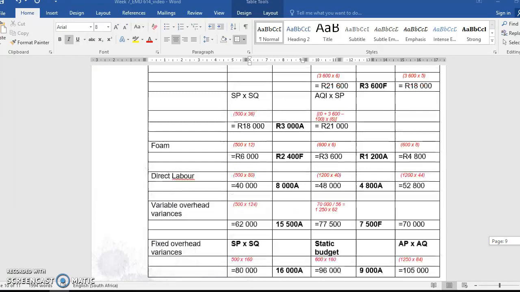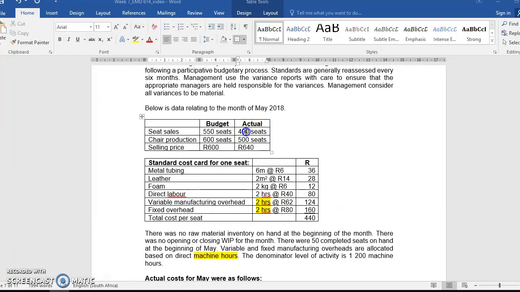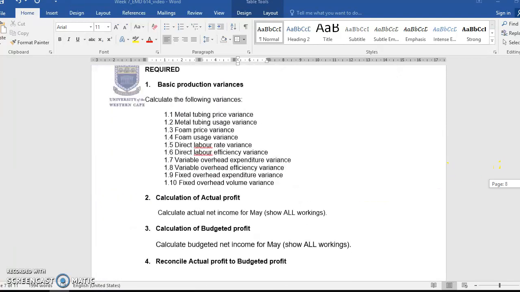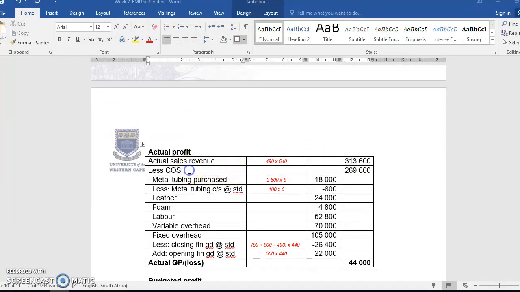So where did we get that from? The scenario, you can see that actual selling price is 640, the actual selling quantity is 490. So multiply that together, we get total sales of 313,600. Now the calculation of cost of sales. So remember, this is actual profit, so everything must be at actual.